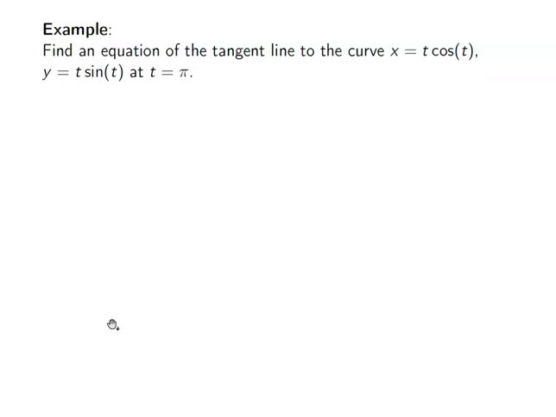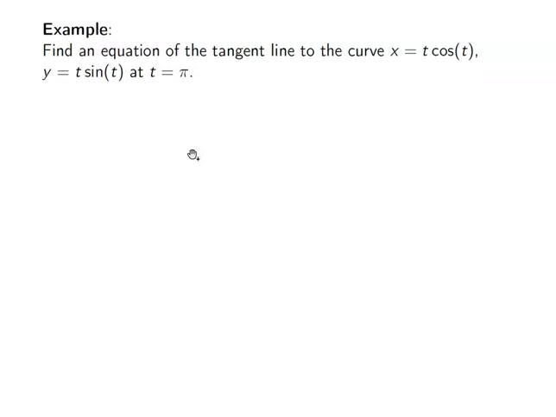So we want to find the equation of the tangent line to the curve that is formed by x being t times cosine of t, and y being the function t times sine of t at t equals pi. Okay, so we're going to need the derivative of this curve, which we just talked about, at this point, right? And then once I have the rate of change at that point, then I can take my input and output, my x and y values at that point, and find the equation for a line, right?